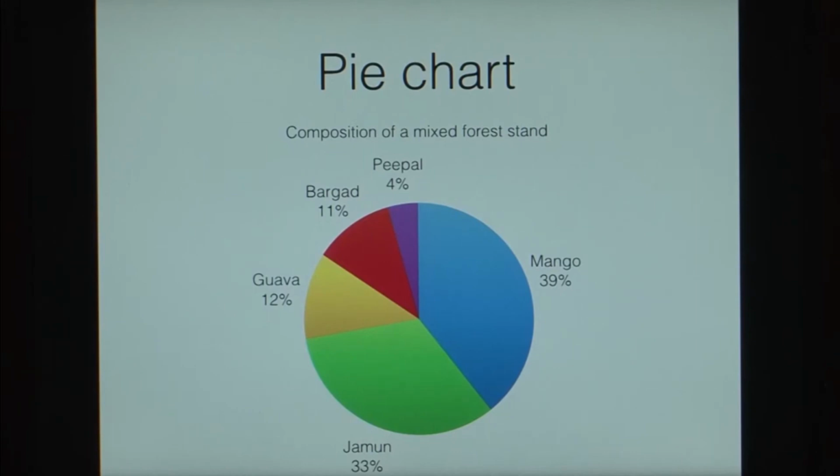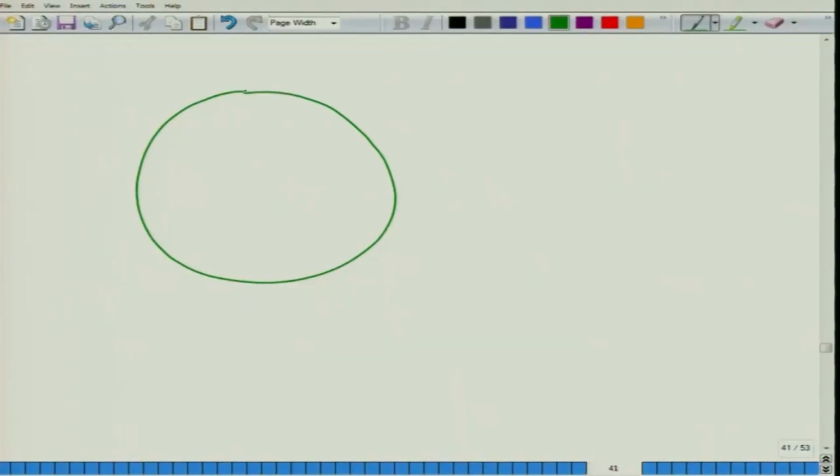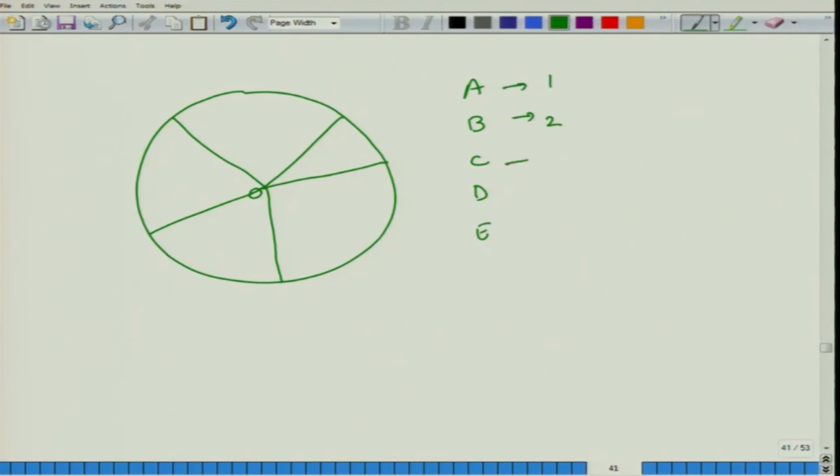So, how do we make a pie chart? A pie chart consists of a circle with a center O, and it is divided into a number of wedges. Suppose we had 5 different data values, data value A, B, C, D and E, and the values were say 1, 2, 4, 5 and 3.